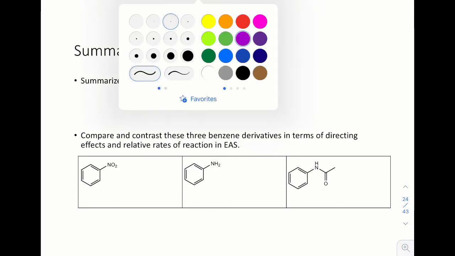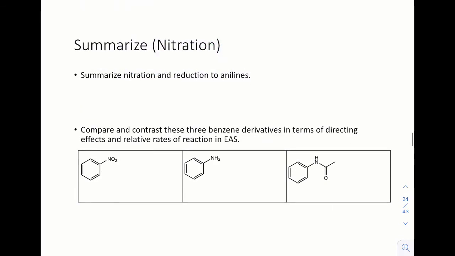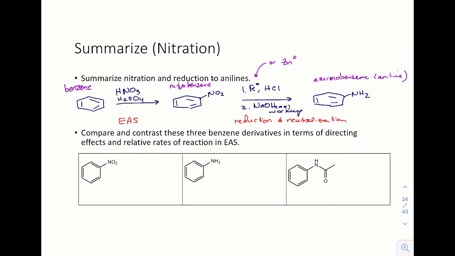Let's summarize nitration and reduction to anilines. Benzene is converted to nitrobenzene in an electrophilic aromatic substitution reaction with nitric acid and sulfuric acid. Nitrobenzene can be reduced to aminobenzene, or aniline, in the presence of a solid metal reductant such as iron or zinc metals, followed by neutralization.